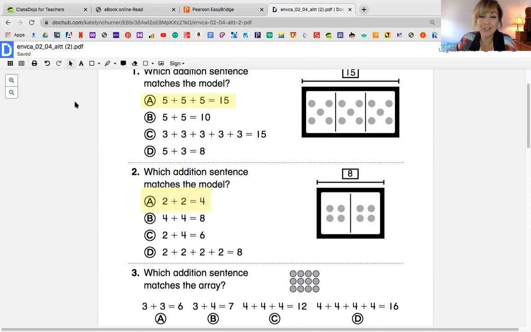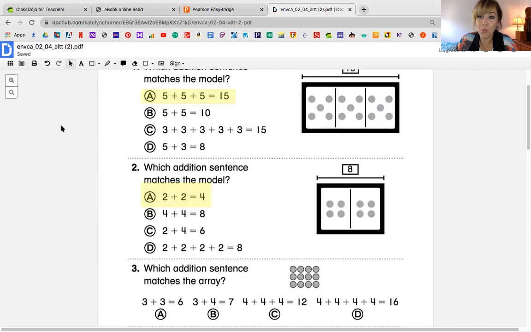If you guys feel like this is super easy, you're going to be doing very well on the math test. It's very similar to this, okay? I feel like you guys could totally rock this, okay?